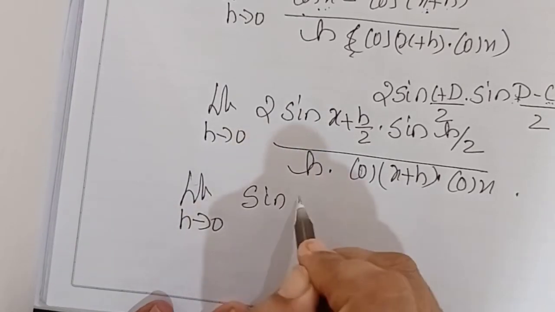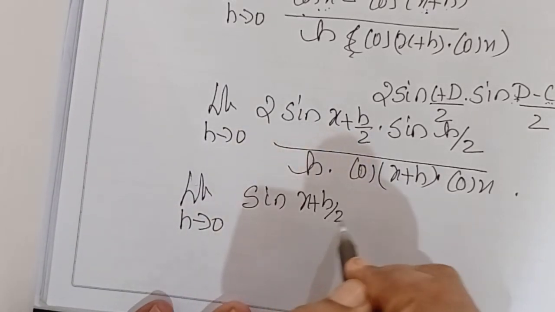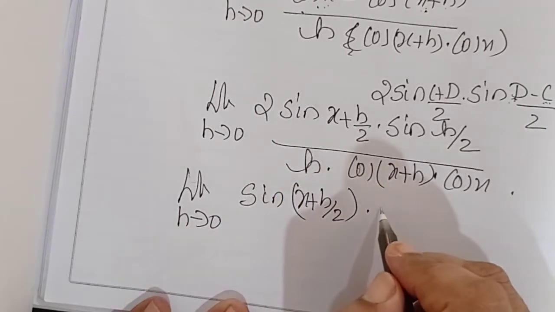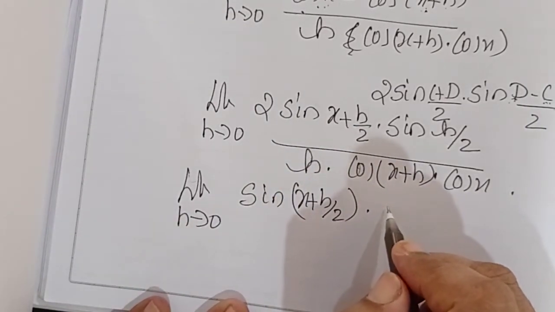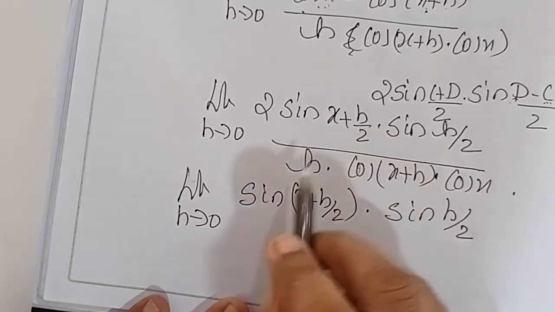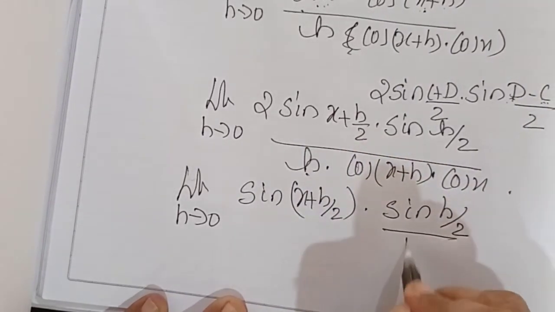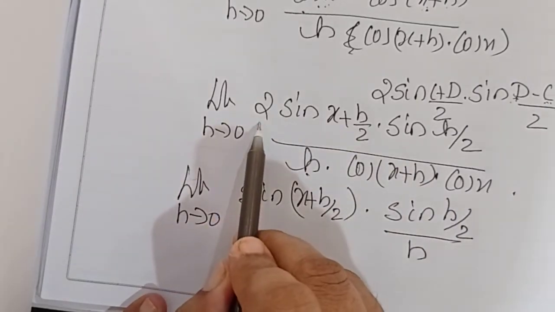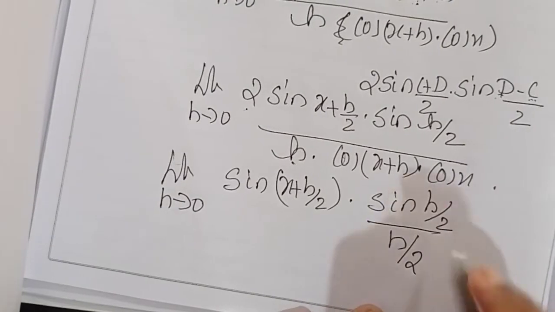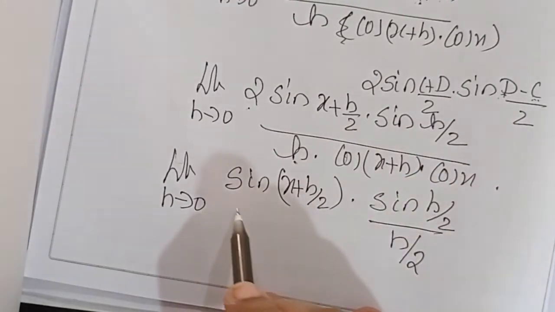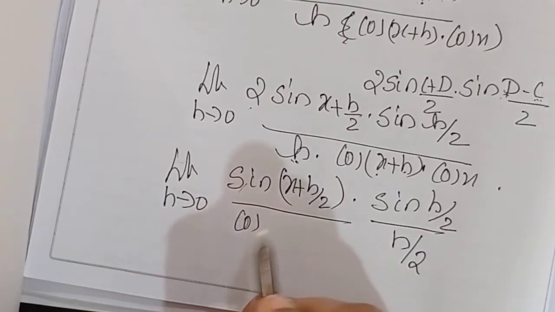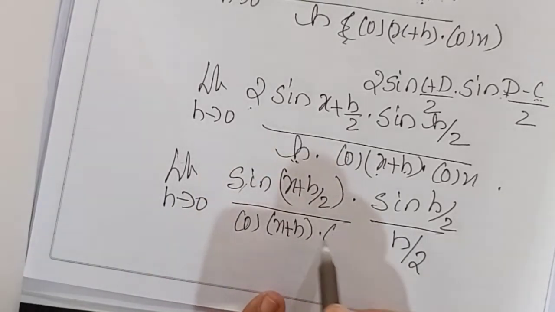Then limit h tends to 0, sin((x+h)/2) is there, into sin(h/2). In that case, you can take this h and this 2. The numerator 2 we write here, h by 2, into, then again you can write there, cos(x+h) into cos x.